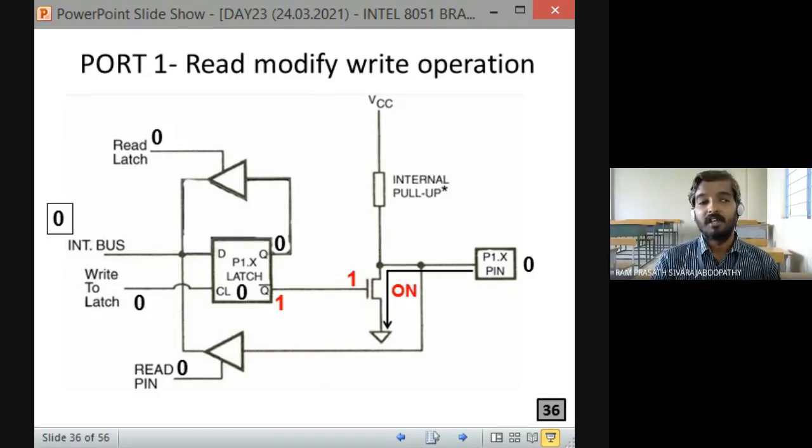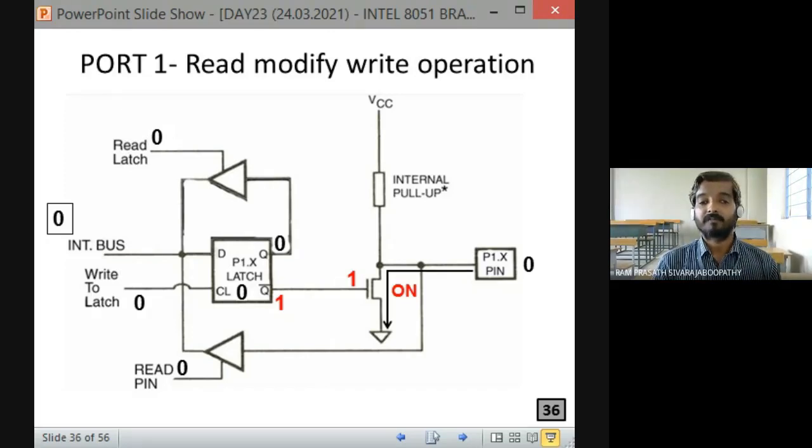Now it is 0. If the CPL instruction executes again, what will happen? Can you imagine? 0 will be read, complemented to 1, and then 1 will be written on the latch. So the pin has logic 1. So to invert the logic of the port pin, we can use the CPL instruction, which is a read, modify, write operation instruction.